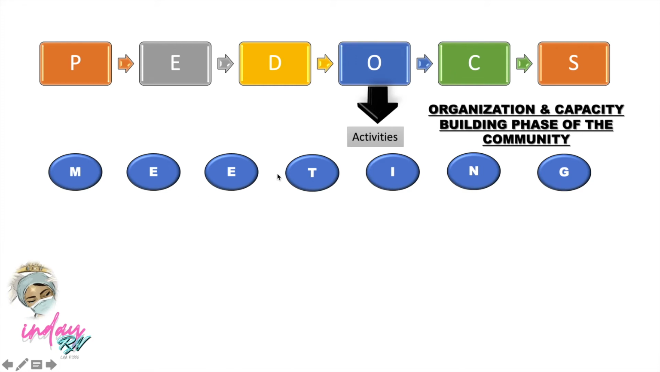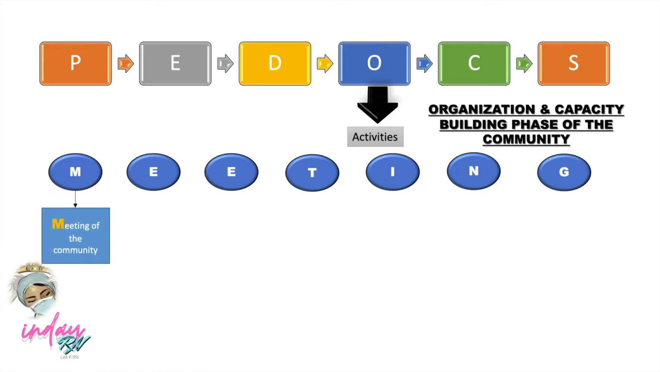So remember the word MEETING, meaning to say we are doing a lot of meetings here. We are doing some capacity building here, meaning to say we are building the community through some organizational meetings. Okay? So here, in the community organizing and capacity building phase, M stands for meeting of the community.